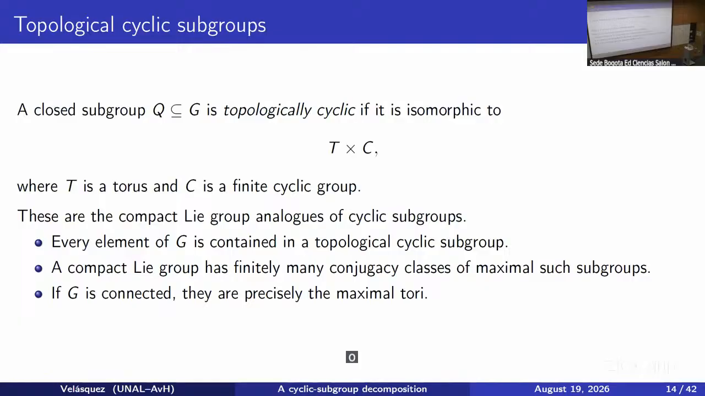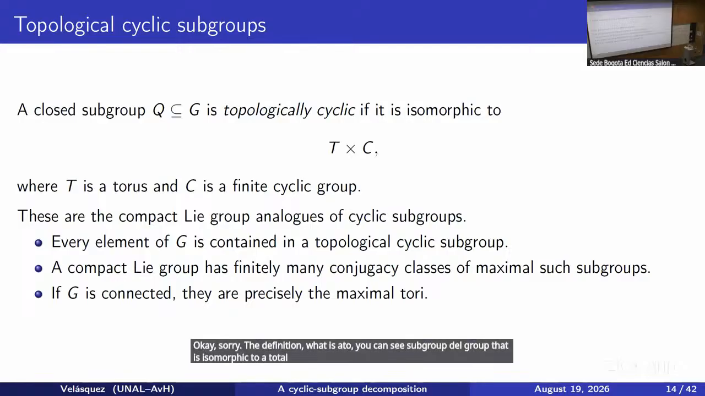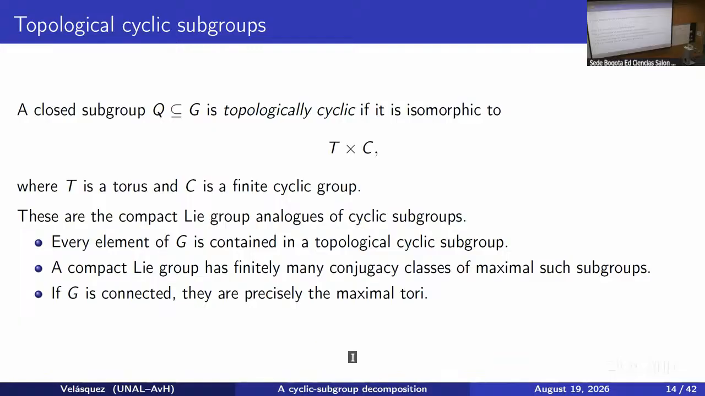Okay. Sorry. The definition. What is a topological cyclic subgroup? It is a subgroup of the Lie group that is isomorphic to a torus times a finite cyclic group. It is the same as the closure of a cyclic subgroup.